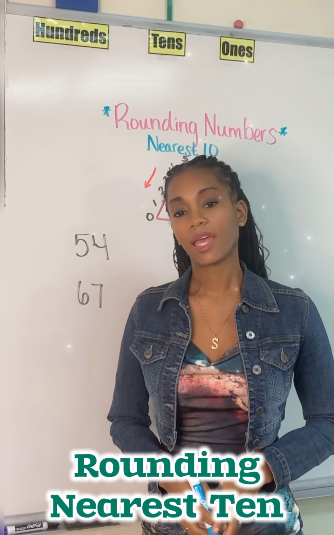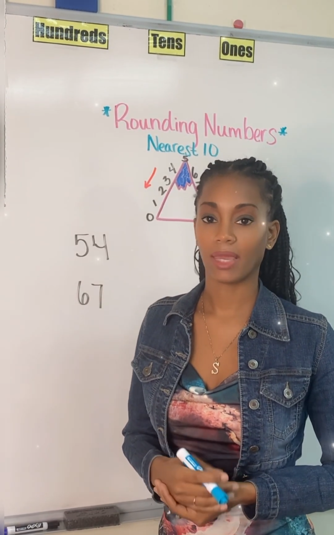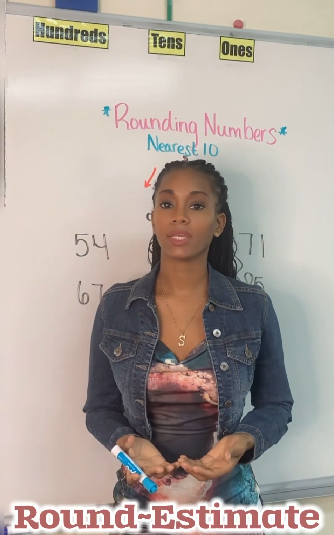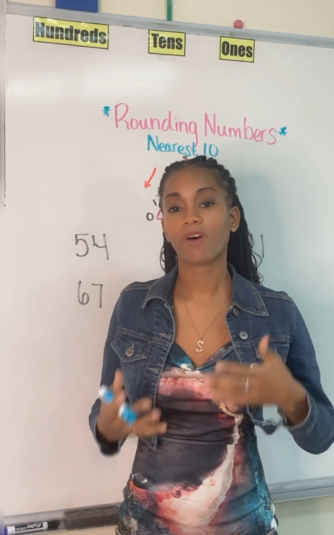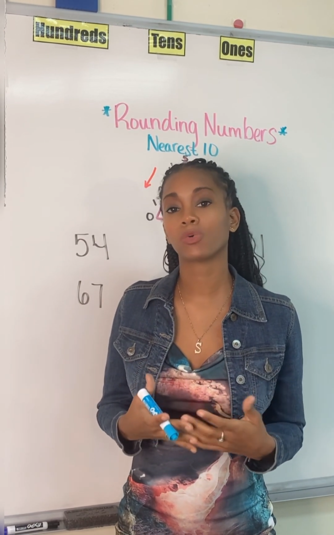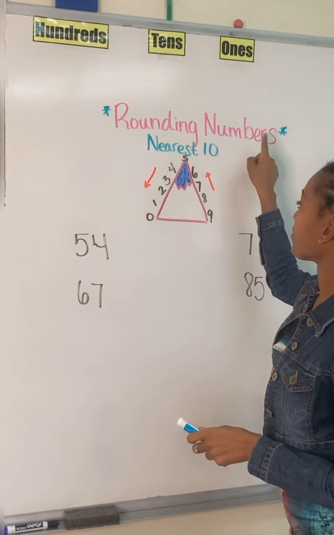Alright, boys and girls, today we're going to be rounding. Rounding is very similar to estimating. Estimating and rounding is finding an approximate value for the number. So finding the closest number to the actual whole number that we're looking for. Today we are rounding to the nearest 10.